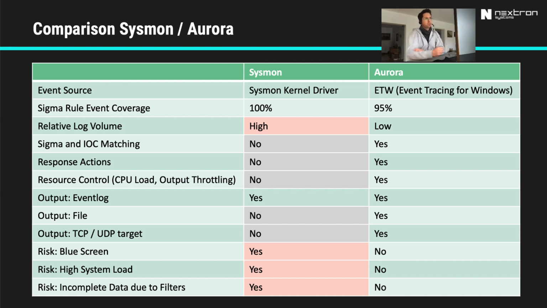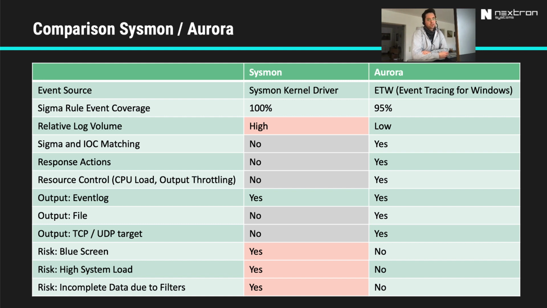The relative log volume, point number 3, is very, very low because we only produce logs for matching events and some statistics that Aurora produces, heartbeats and the like. But the log volume should be very, very low compared to other logging solutions like other EDR agents and Sysmon in this case. Aurora does Sigma and IOC matching on the endpoint. This is a difference to the initial teaser talk that I gave.